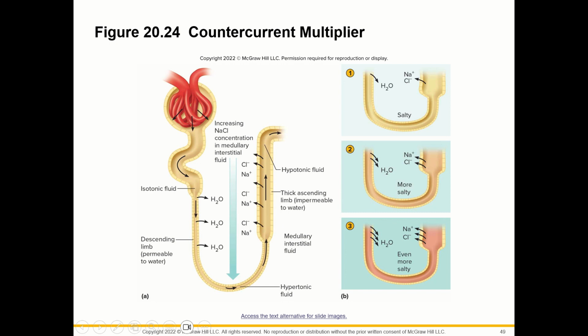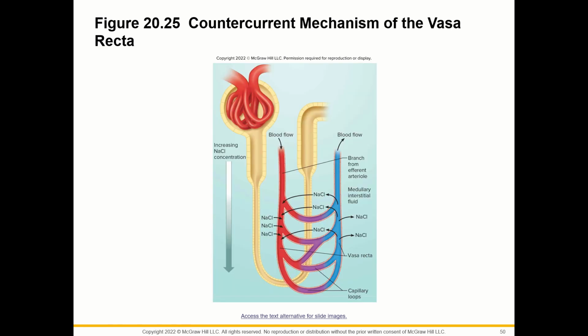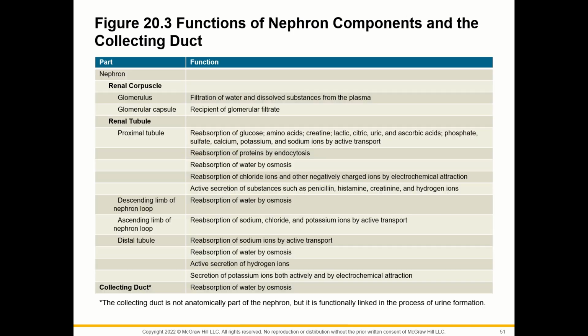So we've conserved our precious salts. And then this shows the countercurrent mechanism of the vasa recta, which is going to be reabsorbing the sodium chloride as needed. So figure 20.3 shows the functions of nephron components and the collecting duct.